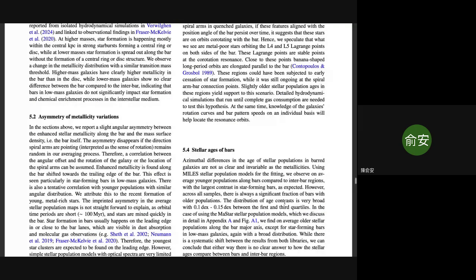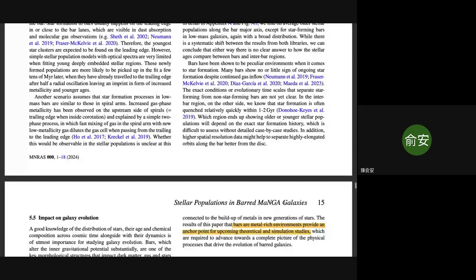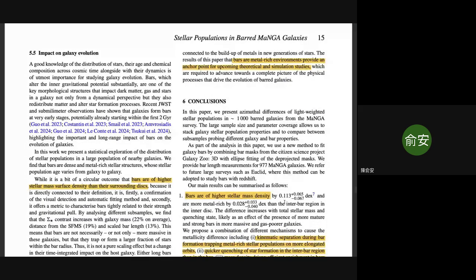Yes, but I haven't looked into the detail of how they analyzed all the kinematics of the bars. This is one of their focuses. They're trying to explain how the bars are involved in the whole galaxy evolution in terms of kinematics.